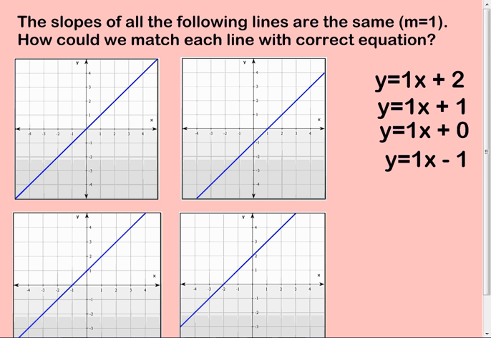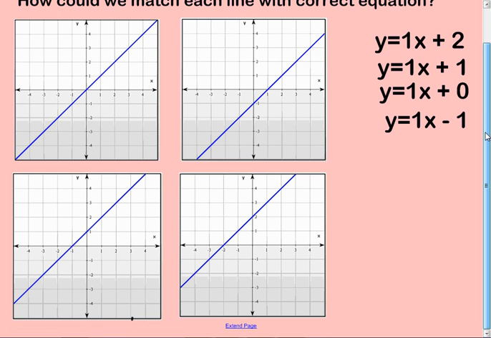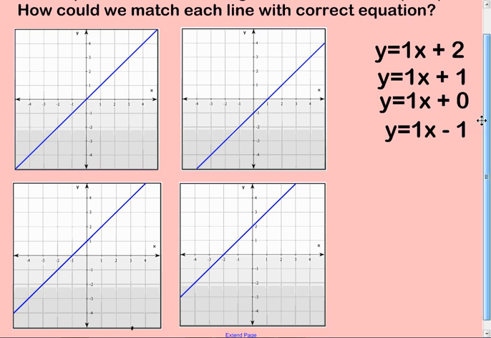Slopes of all the following are the same. How can we match each line with the correct equation? So turn your packet. Keaton, you need to participate. Which one is it going to be? Let me slide this a little bit. One of those is correct, but I want to match it. They all have the same slopes. What's different about them?